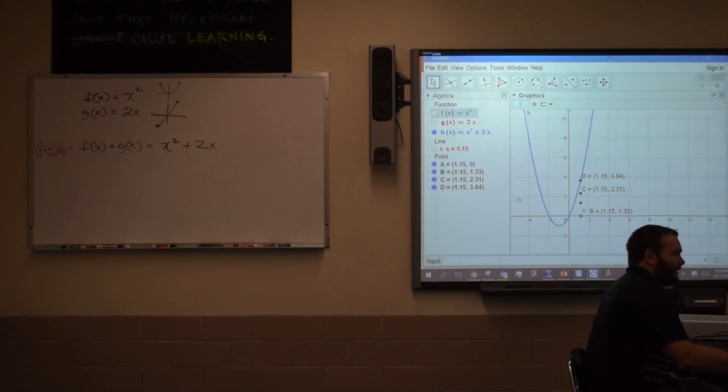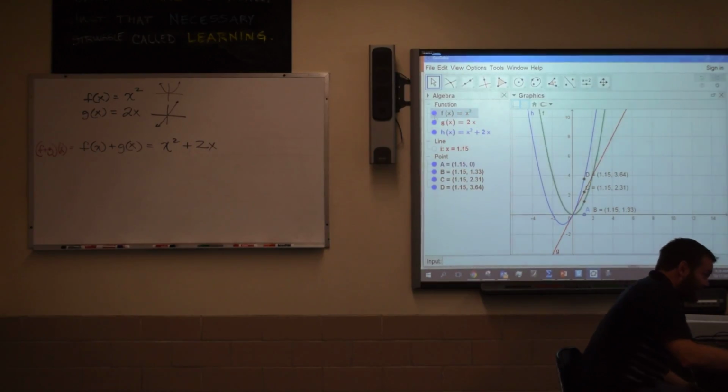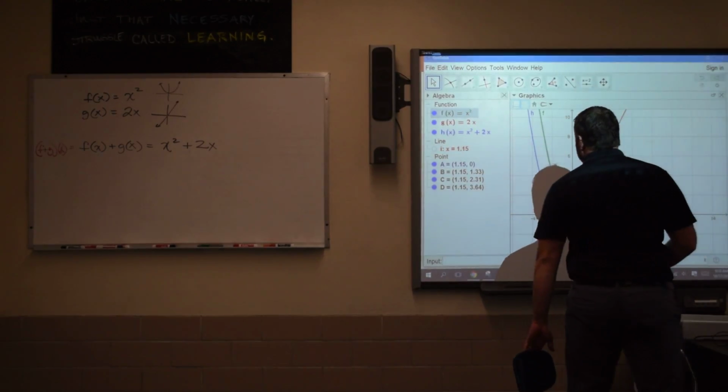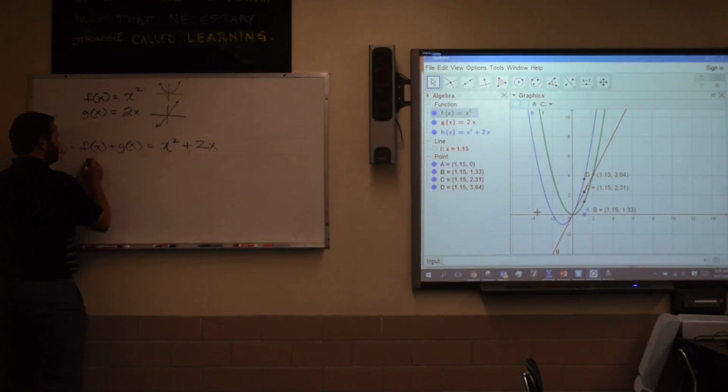That one right there is taking the y values of the other functions that we understand real well and just summing them together. Does that kind of make sense to everybody? Okay? But now we can do other things with those functions. We can not only add them together, but we can subtract them.